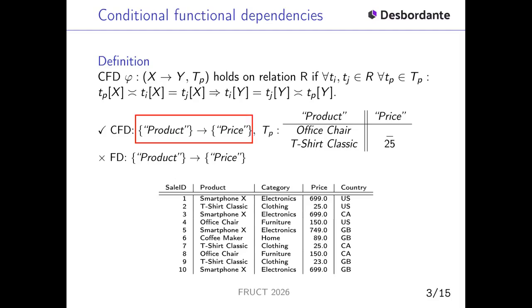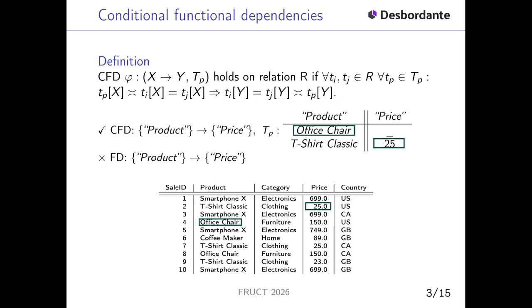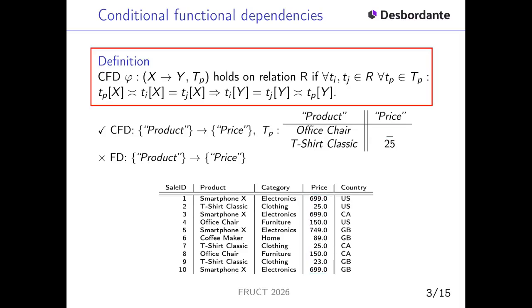A CFD is a pair consisting of an embedded FD and a pattern table that defines the scope of the FD. This table consists of the embedded FD attributes and one or more rows called patterns. Each pattern contains either a specific value from the domain of the corresponding attribute or a wildcard symbol corresponding to any value from the domain. A CFD is defined for a single relation instance and satisfied if for any pair of tuples and any pattern the following condition is true. If two tuples match the pattern of certain attributes, then they also match the pattern of the other attribute.